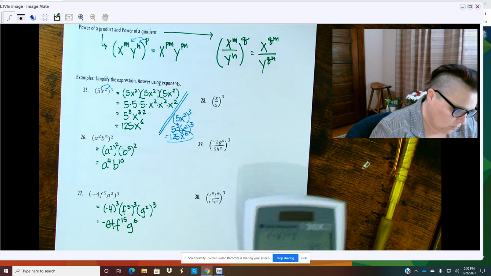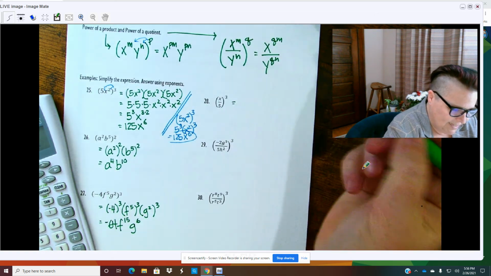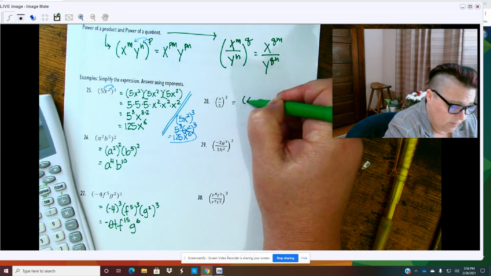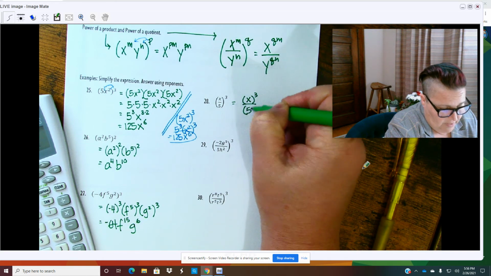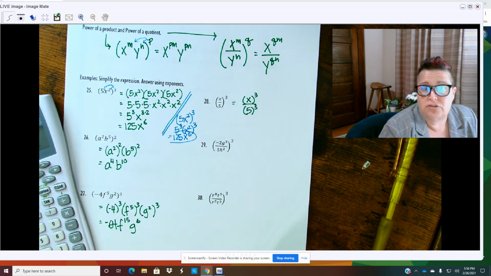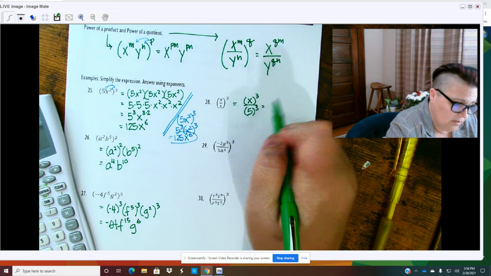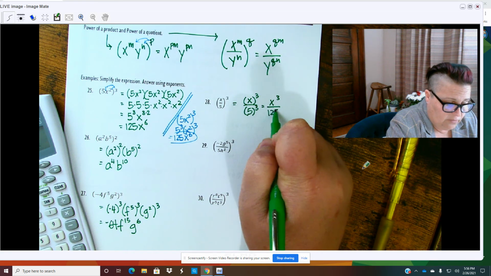All right. So what does that do for number 28? Well, for number 28, that x over 5 to the third would be the same as x to the third over 5 to the third. I essentially distribute that third power to both the numerator and the denominator. This gives me x to the third over 125.